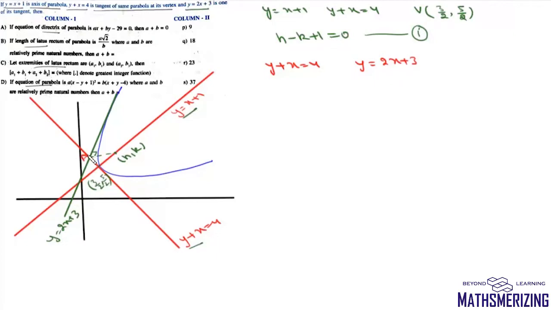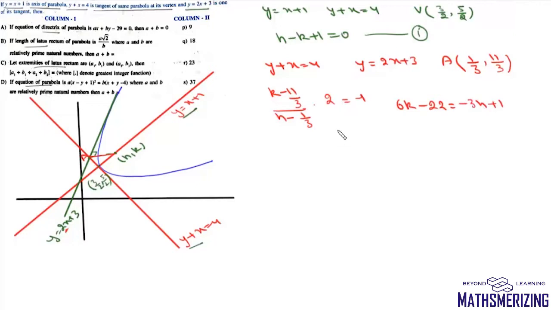Say this point is A. The coordinates of this point A are (1 by 3, 11 by 3). Now we know that the line from the focus to A is perpendicular to this tangent, so we take the product of slopes and put it equal to minus 1. That is (k minus 11 by 3) upon (h minus 1 by 3) into, what is the slope of this line? The slope of this line is 2, and this is equal to minus 1. So we'll get 6k minus 22 equals minus 3h plus 1, so we get this equation as h plus 2k equals 23 by 3.